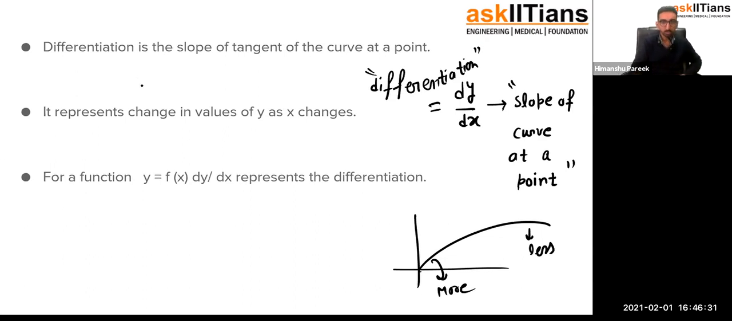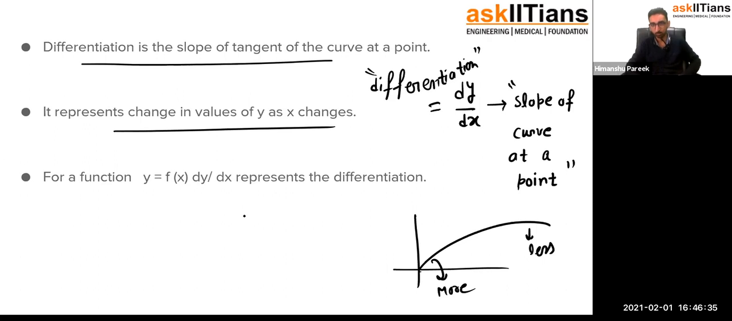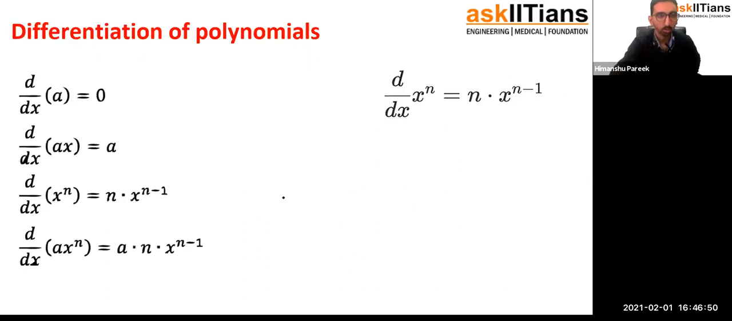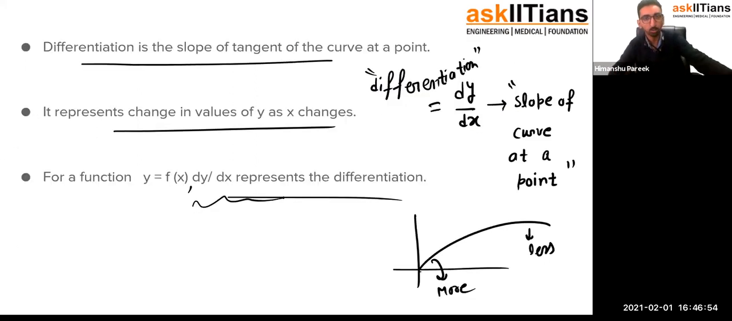So differentiation is the slope of a tangent of a curve at a point. It represents the change in values of y as x changes for a function y is equal to f(x), any function y, right? It can be velocity, it can be force, it can be acceleration, whatever you want, represents the differentiation dy by dx. That's what we have understood. Okay. Now some general results I am going to discuss, and then we'll take one or two questions, and then we'll end this.